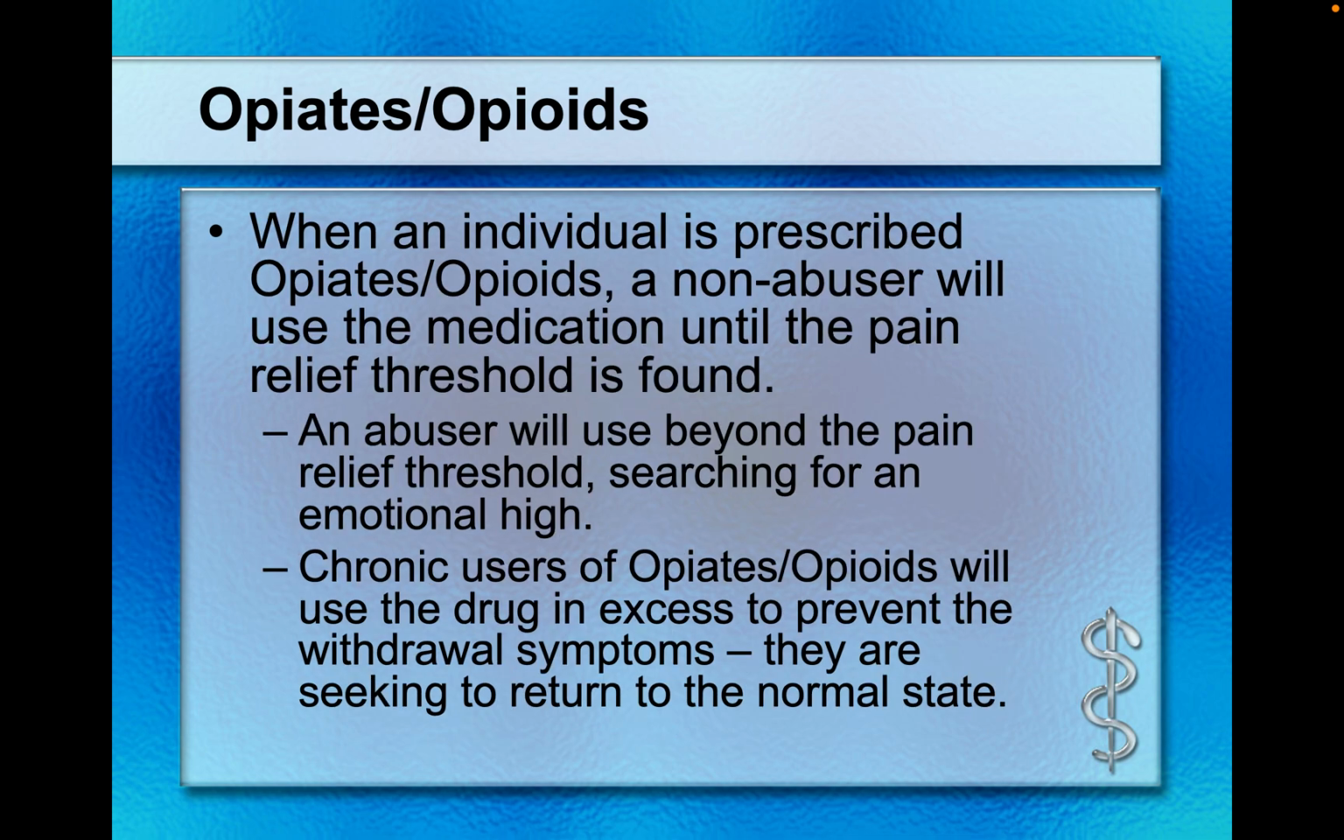When an individual is prescribed opioids, a non-abuser will use the medication until the pain relief threshold is found. An abuser will use beyond the pain relief threshold, searching for an emotional high. Chronic users of opioids will use the drug in excess to prevent the withdrawal symptoms. They're seeking to return to the normal state, which doesn't make any sense whatsoever. If they wanted to stay in the normal state, they wouldn't have started taking it to begin with. Of course, that's me, the logical person, talking.